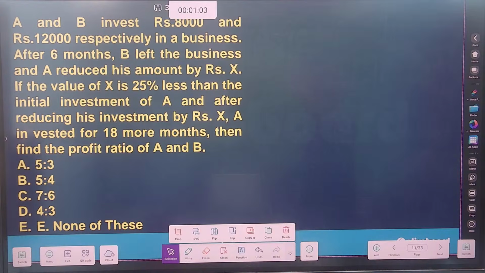We need to figure out the profit ratio, right? Can we figure out the profit ratio? Is it there in the options? Can we figure it out? Profit ratio.